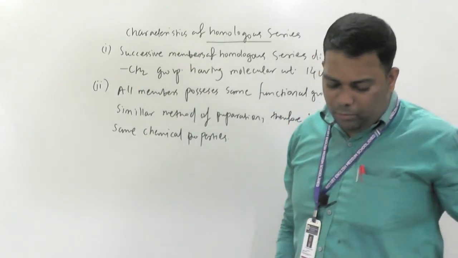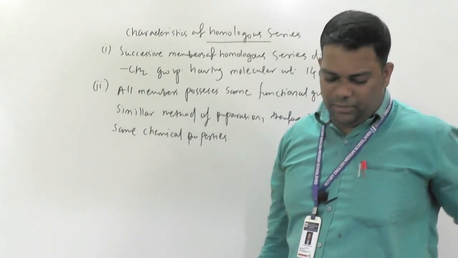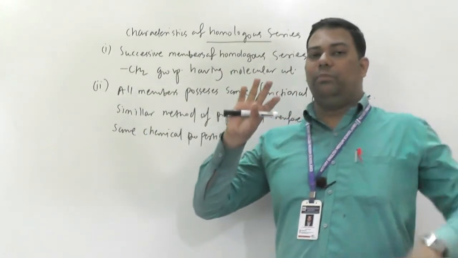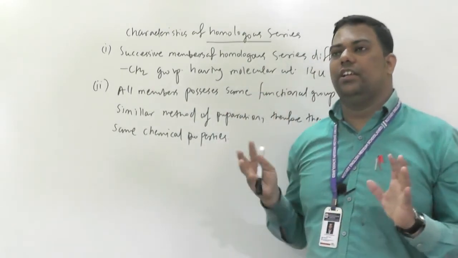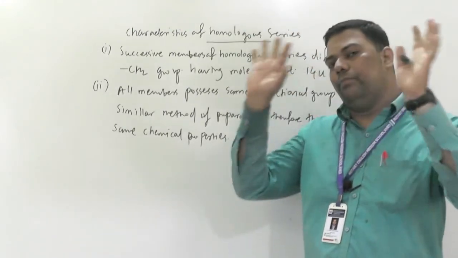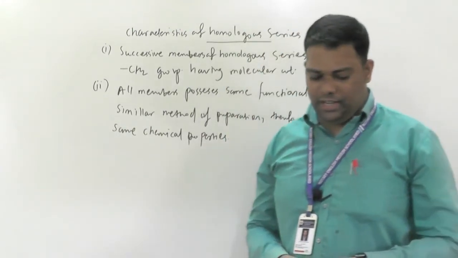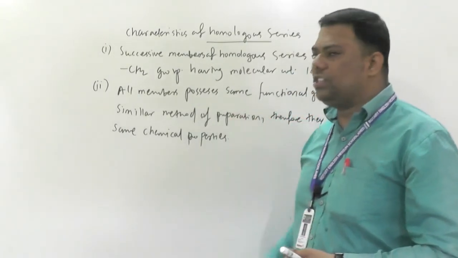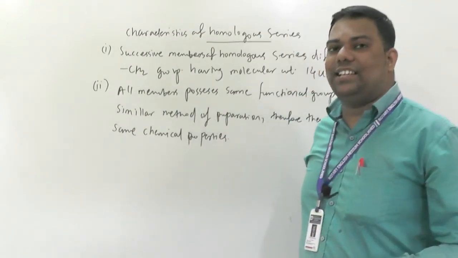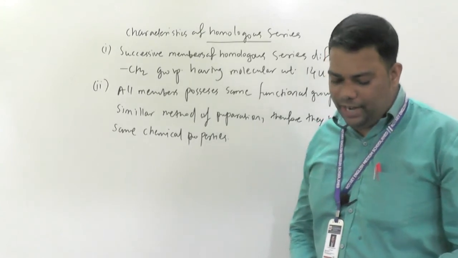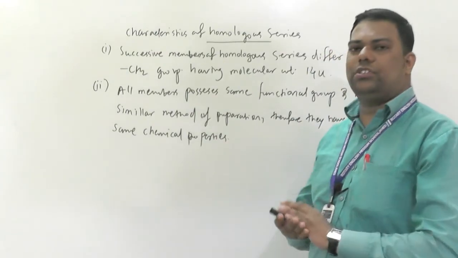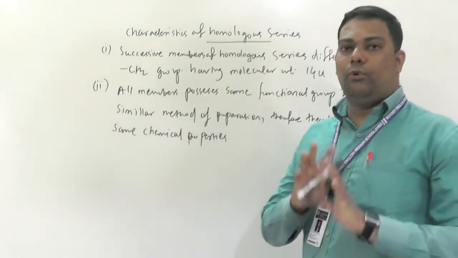Now, third, see here. The existence of homologous series of organic compounds has simplified the study of organic chemistry. With the help of homologous series, we can study a huge number of organic compounds, millions of them, and their properties. Because of this, it is easy to memorize and easy to identify the properties of organic compounds. So this is the importance of homologous series.